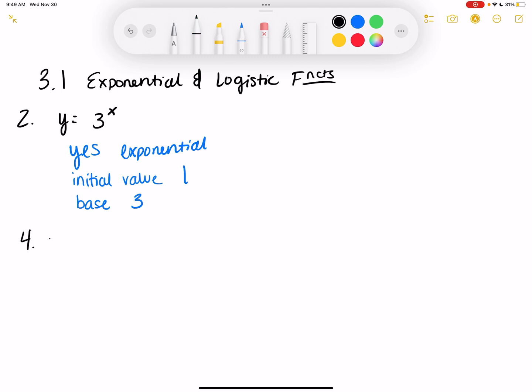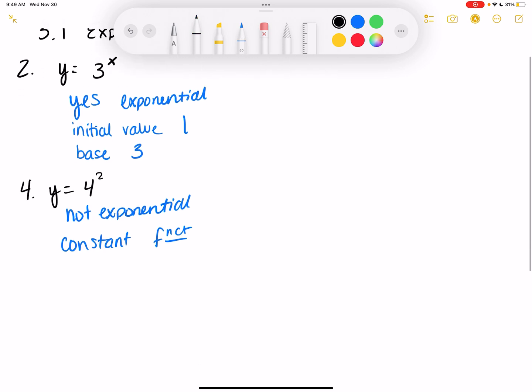All right, for y equals 4 squared, is this exponential? No, it's not exponential. It's actually a constant function, because it always equals the same value.